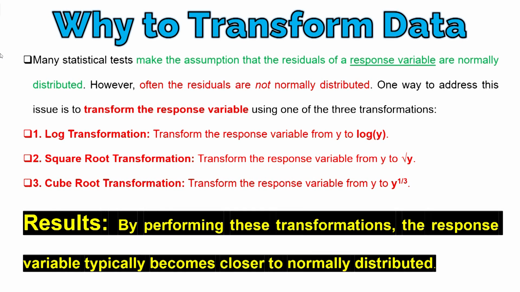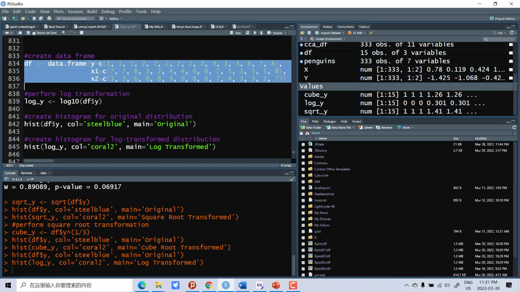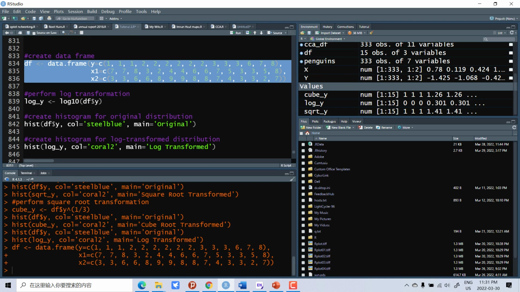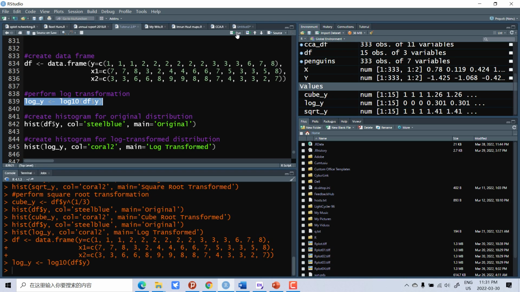Let's go to R. In R, we have created this data frame. This is our data. So we will first create the log of this y variable. So this is log. First of all, we will create the original data histogram. Then we will make the log histogram. Then we will see the difference. What is the difference between log and original?